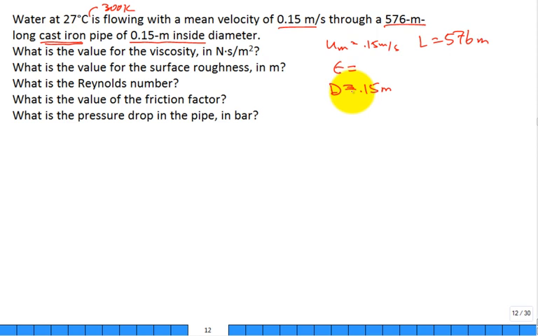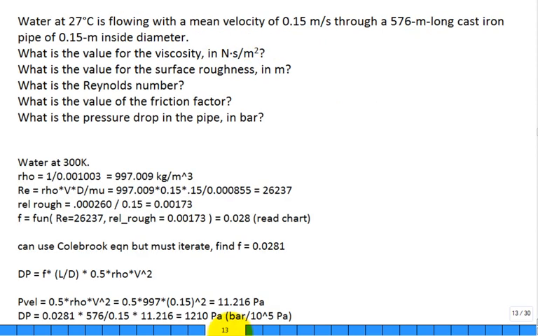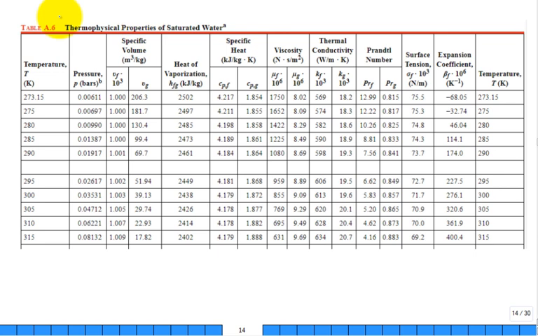Okay. What is the value of the viscosity of the water? Or is it the viscosity of the cast iron pipe that we're in? No, it's not. It's the water flowing in the pipe. Come on now. So how do you calculate that? So you just have to get the right table. In our textbook, we have table A6.